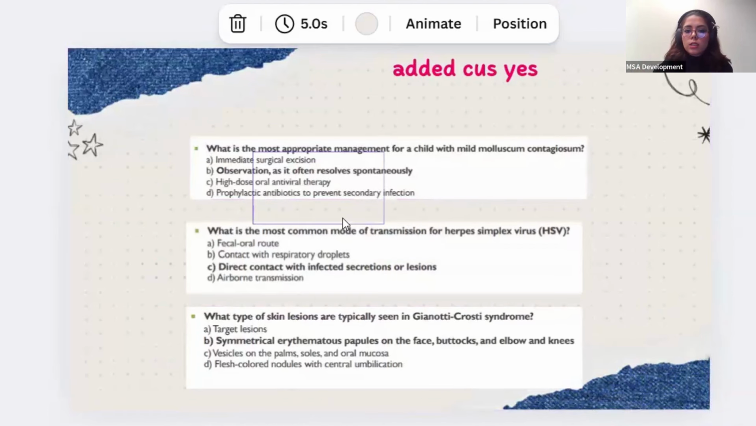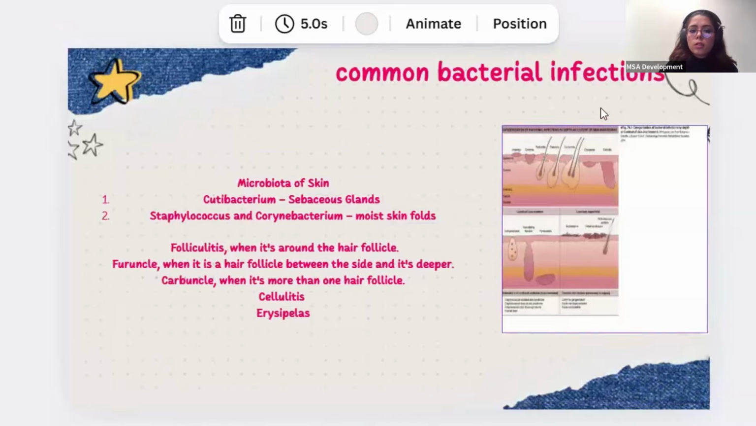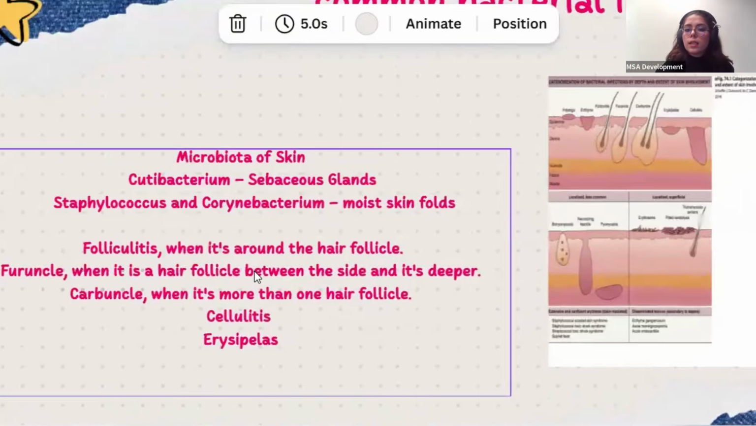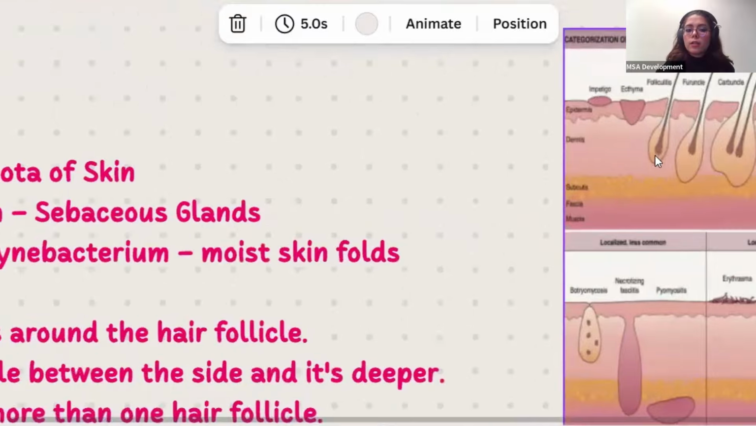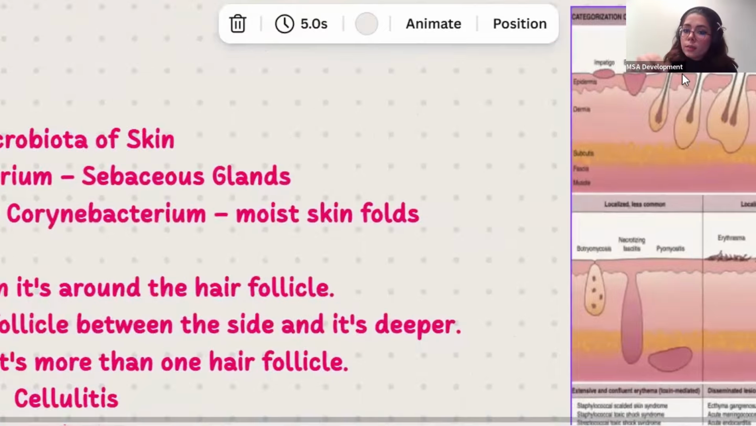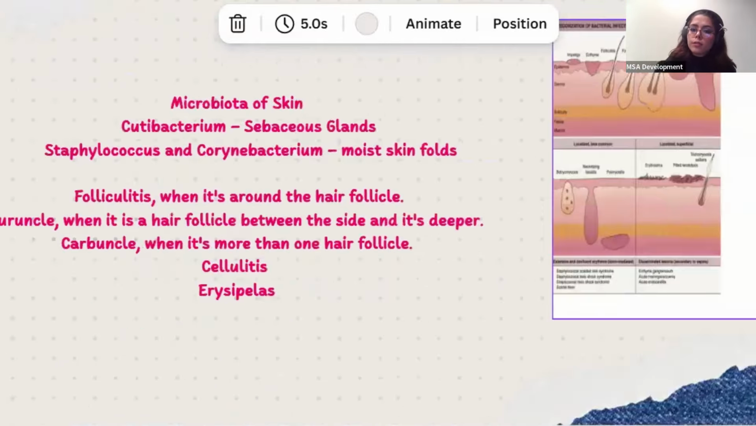Added because it was included in the lecture, common bacterial infections. The normal microbiota, Cutibacterium, Staphylococcus, and Corynebacterium, are found in moist skin folds. Folliculitis is when it's around the hair follicle. Furuncle is hair follicle and deeper. Carbuncle is hair follicle and deeper and another hair follicle involved.